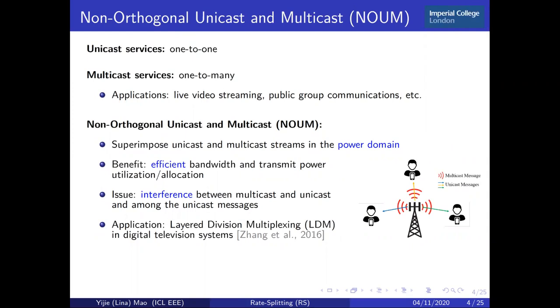In 4G and 5G, there is an increasing demand for a mixture of services. The conventional approach is to separate unicast and multicast on 2 orthogonal resources. Due to the scarcity of resources, a more recent approach is to superpose unicast and multicast messages in the power domain. The benefit of such non-orthogonal transmission is that the bandwidth and transmit power can be utilized more efficiently. However, it introduces additional interference between unicast and multicast messages.